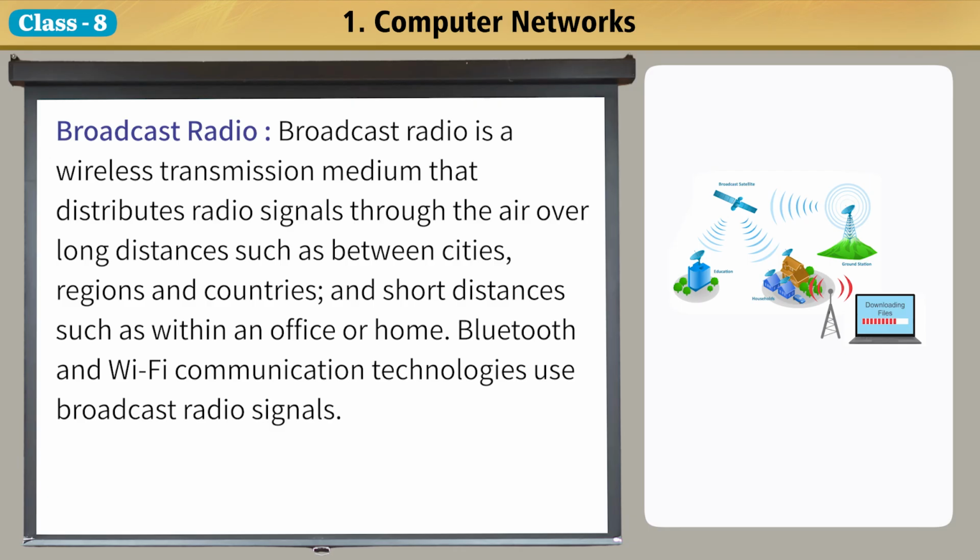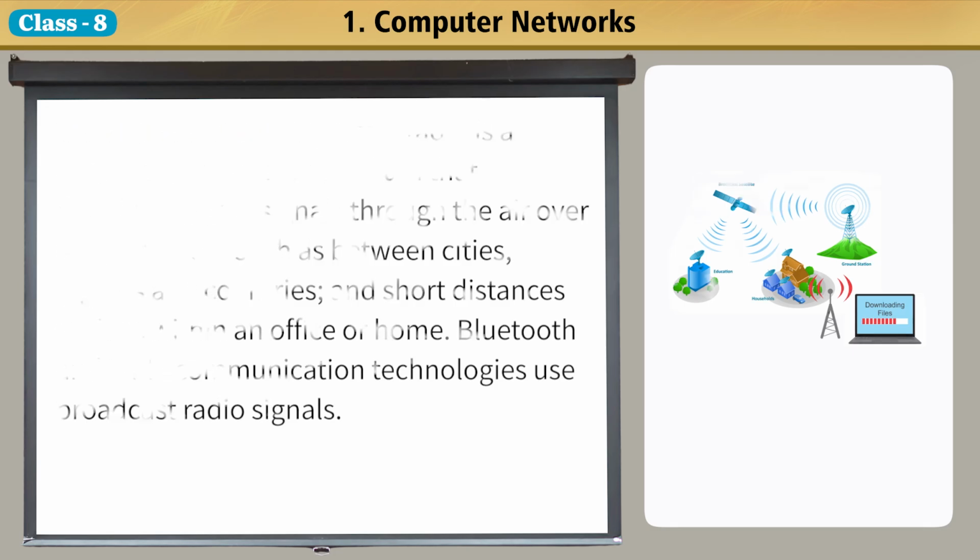Broadcast radio. Broadcast radio is a wireless transmission medium that distributes radio signals through the air over long distances, such as between cities, regions, and countries, and short distances, such as within an office or home. Bluetooth and Wi-Fi communication technologies use broadcast radio signals.